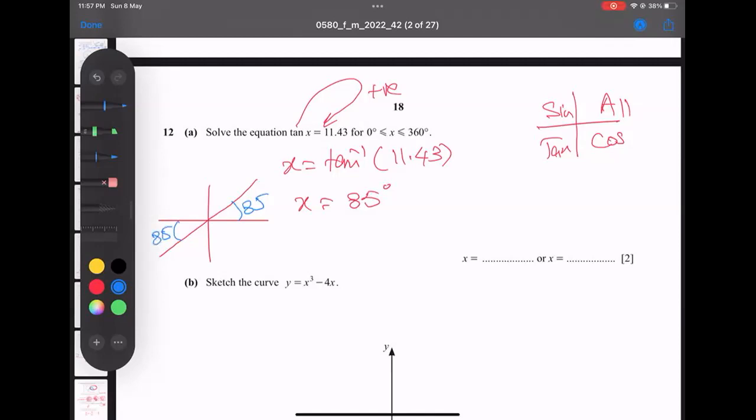So the first answer I'm looking for is from the positive x-axis till the line. So my answer is so simple. First is 85. And second from here till here. You know it very well, a straight line is always 180, plus 85. So 180 plus 85. So I'm getting two answers, 85 and 265.